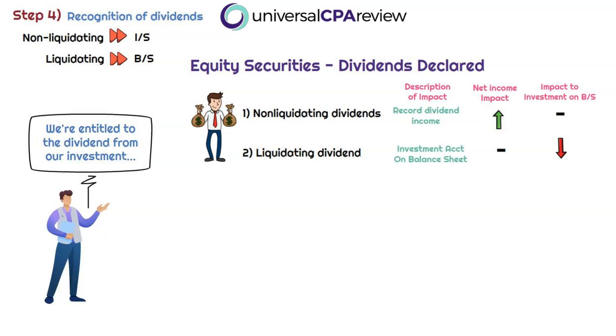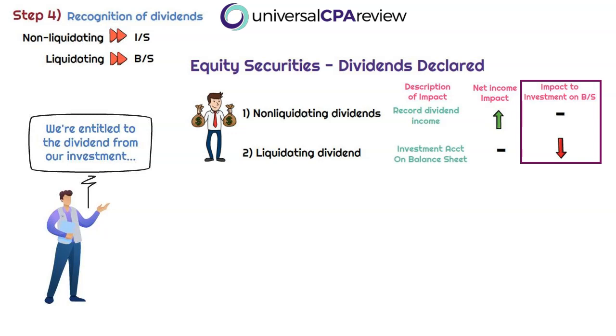And it's really important that we understand the difference between these two because they impact the financial statements differently. So as you can see in this visual, a non-liquidating dividend gets recorded to dividend income, which is going to increase net income in the income statement. If it's a liquidating dividend, it's going to impact the investment account on the balance sheet, and it's actually going to decrease that investment, right?